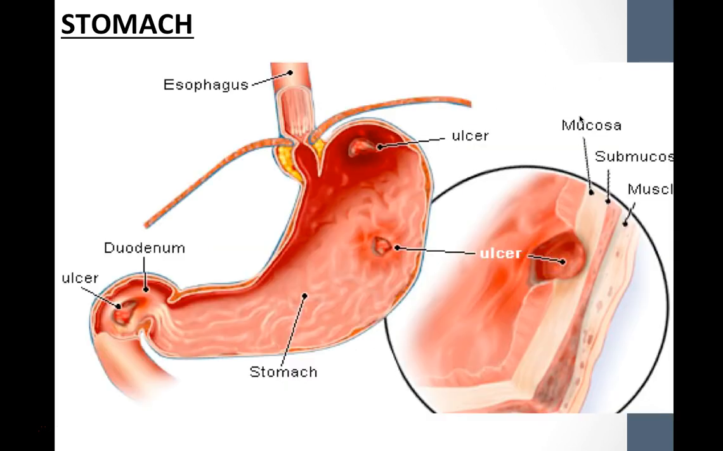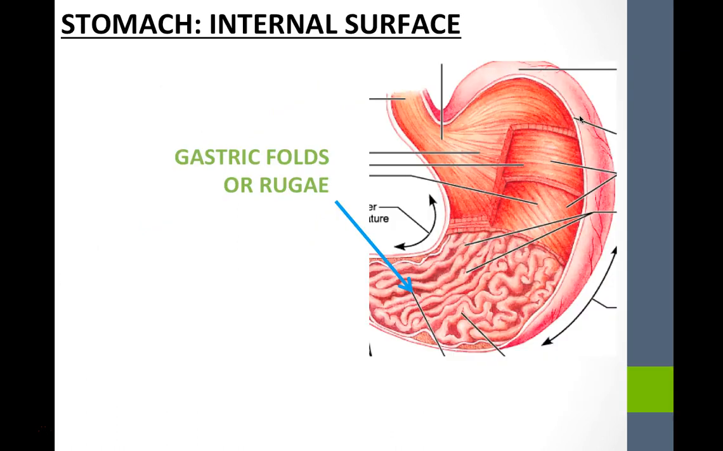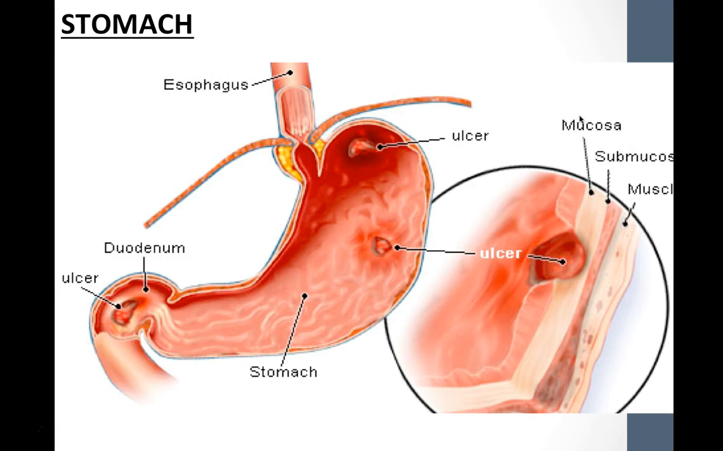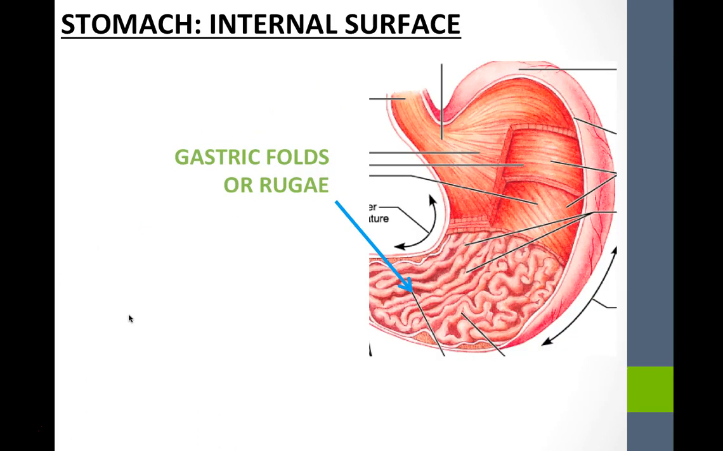If we look at an internal view of the stomach, we could see that we have these folds called rugae, or we could just call them gastric folds. And sometimes we can have some erosion take place in this mucosa of the rugae and get an ulcer due to high acidity within the stomach, or if some of the contents of the stomach move into the duodenum and we are not able to neutralize the acidic contents of the stomach, that could cause a duodenal ulcer as well. So back to our rugae or gastric folds.